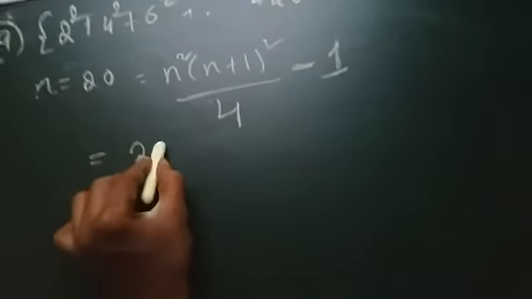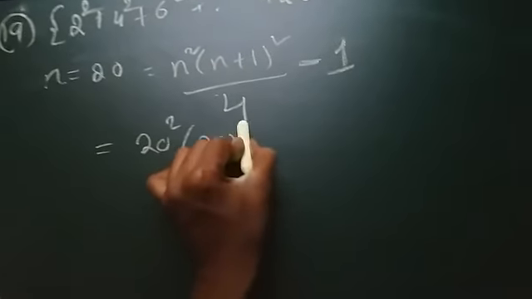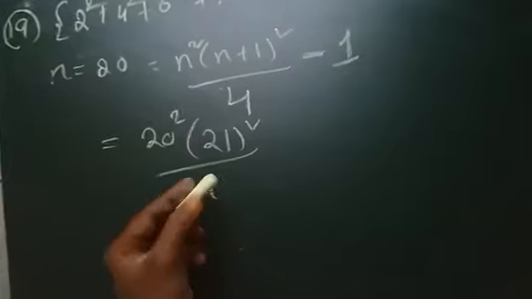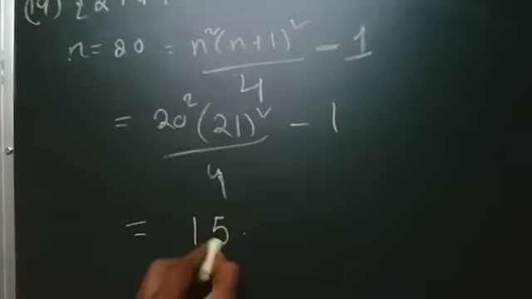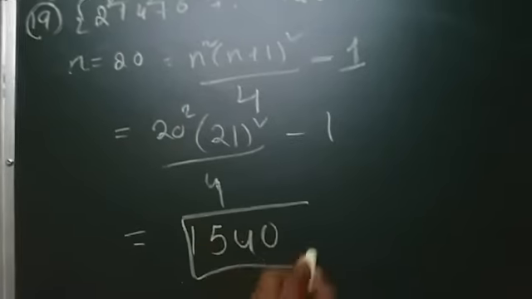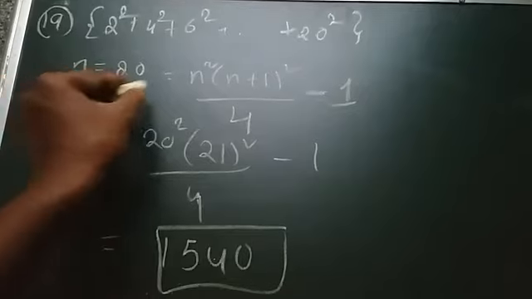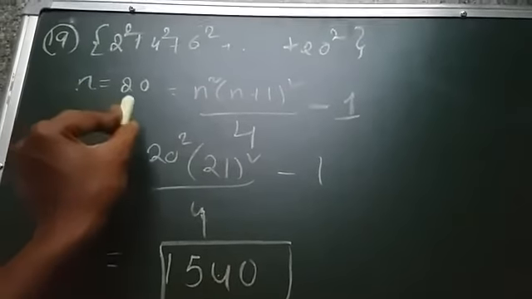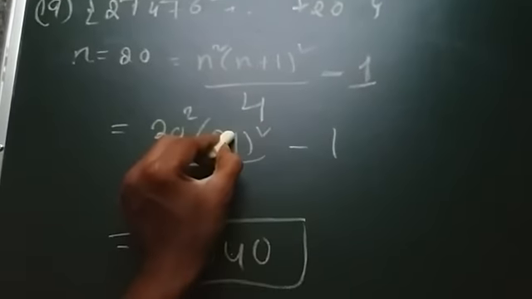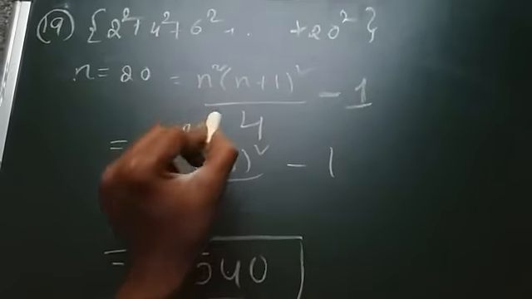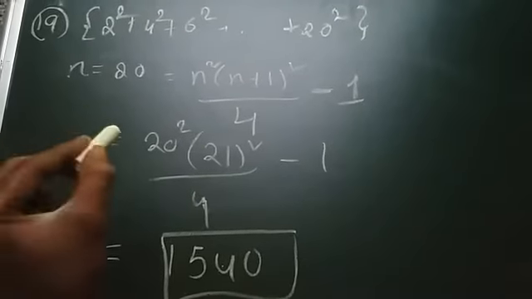Here n is 20, 20 square into 20 plus 1, 21 whole square divided by 4 minus 1, you will get the answer as 1540. If you calculate this, you will get the answer as 1540. I hope you understood the formula. Sum of the squares of n terms is n square into n plus 1 whole square by 4. Remember this formula. It will be easy for you when you want to calculate the sum of the squares of n terms.